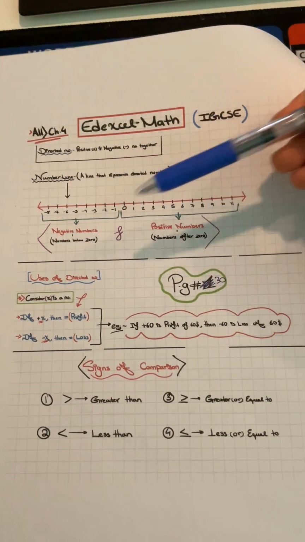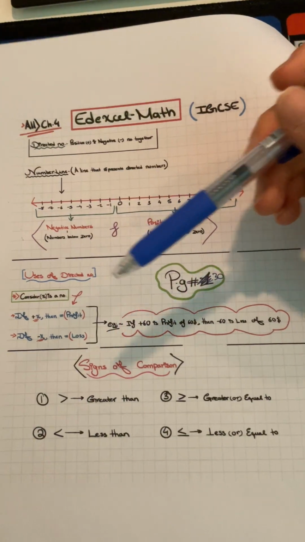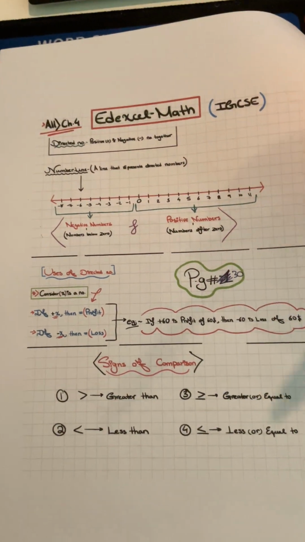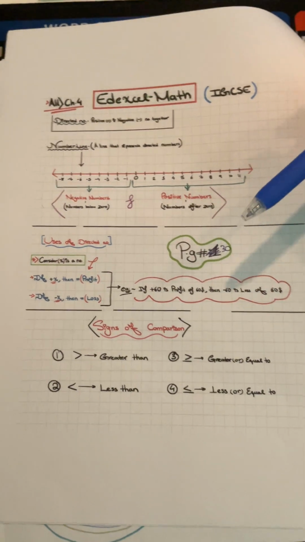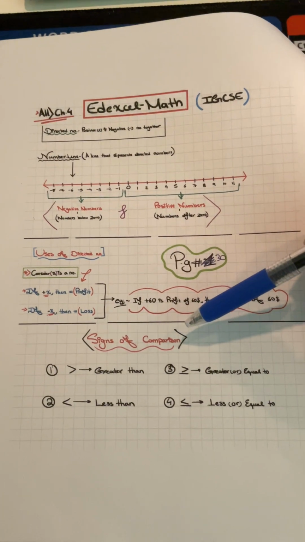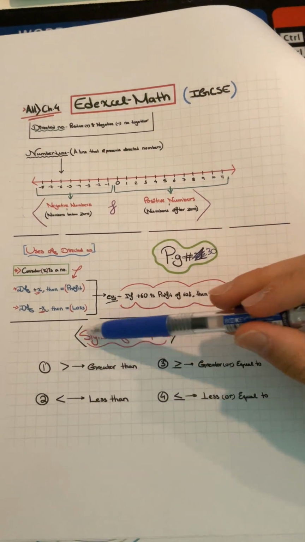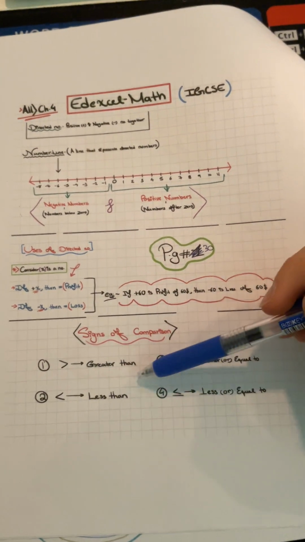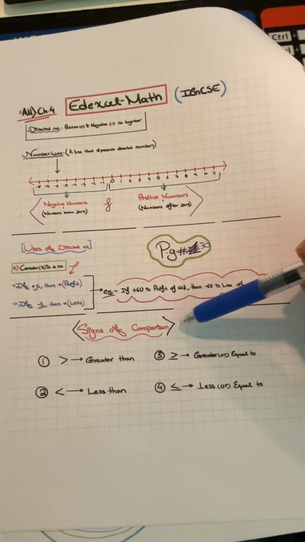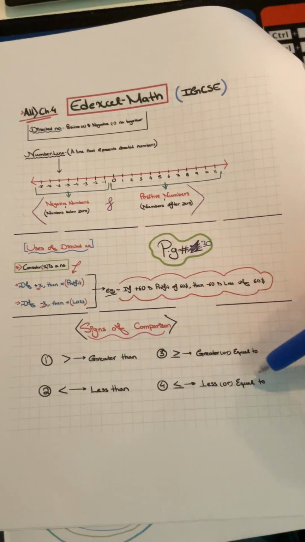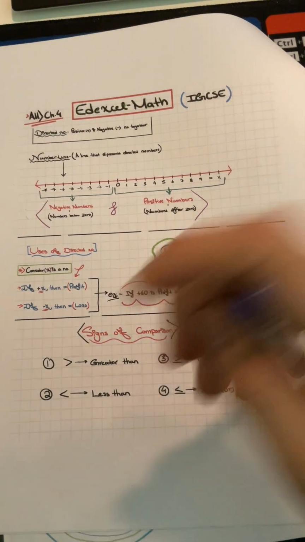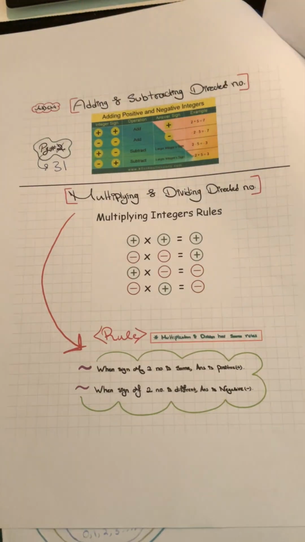If there's a positive x, if x is increasing, it is a profit. And if it's a negative x, if x is decreasing, or the variable or number is decreasing, then it is a loss, okay? The signs of comparison that we use are also known as inequality signs. Greater than moves to the right hand side, less than goes to the left hand side, greater than or equal to moves to the right hand side with an equal sign, less than or equal to moves to the left hand side with an equal sign.